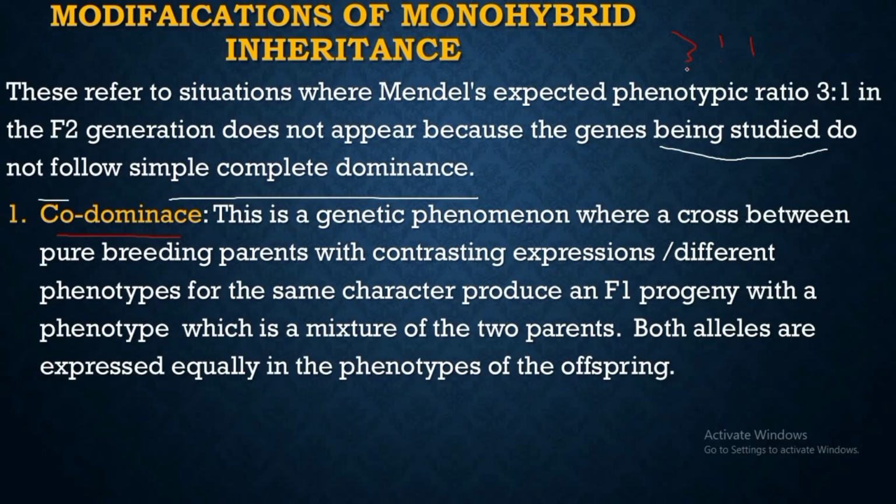You may find that instead of forming 3 to 1, there is a change in the phenotypic classes. Here the phenotypic classes are 2, but there are conditions where we find that the phenotypic classes become 3, like 1 to 2 to 1. Let's continue.